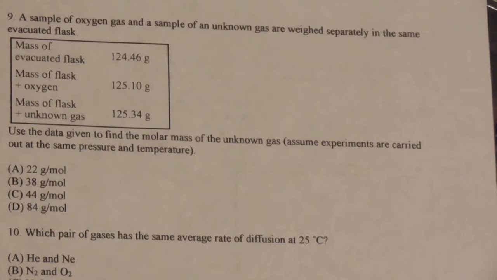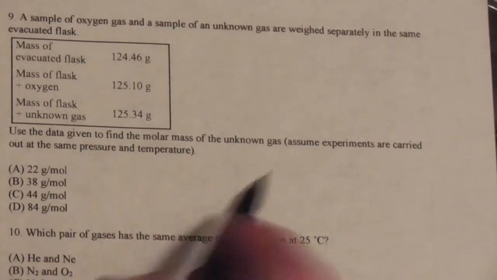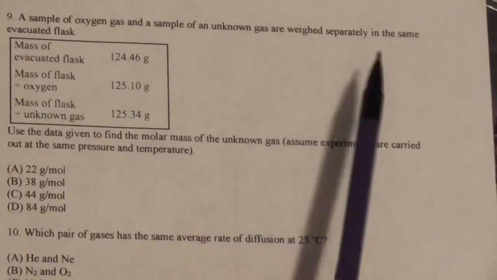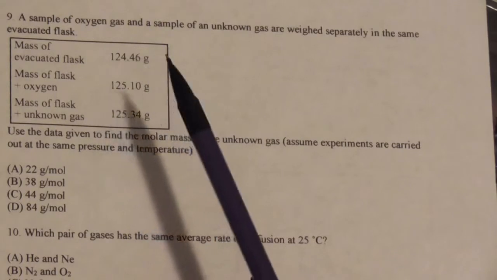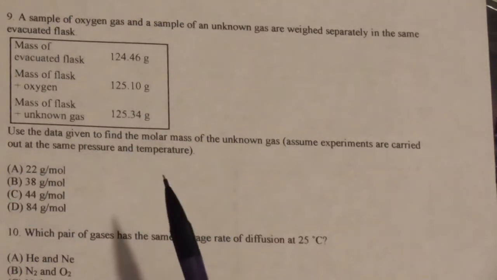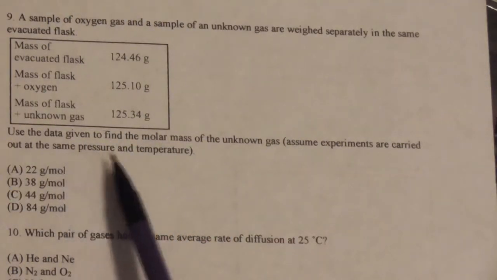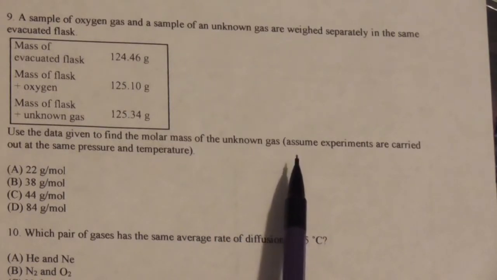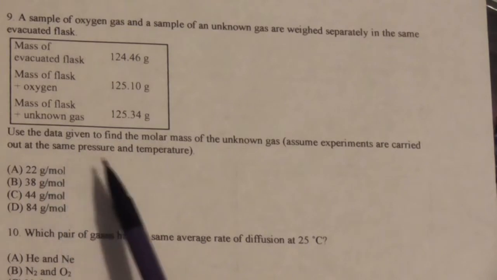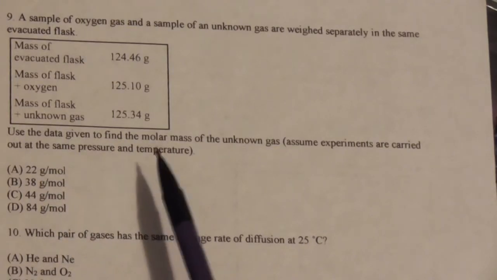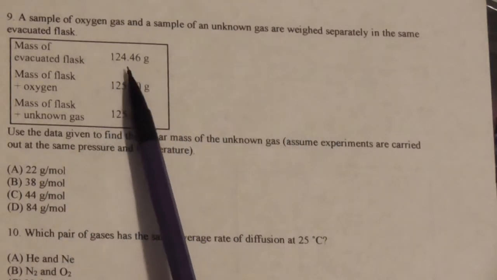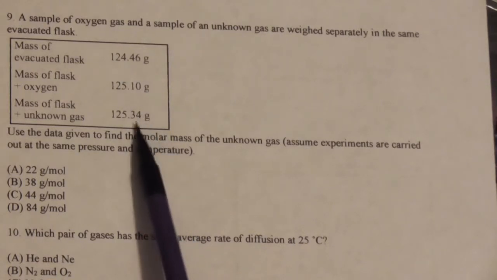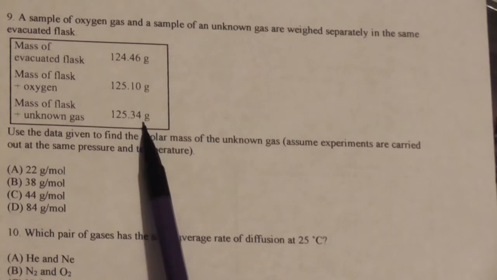A sample of oxygen gas and a sample of an unknown gas are weighed separately in the same evacuated flask, which means a flask where all of the air has been removed. Use the data given to find the molar mass of the unknown gas. Assume the experiments are carried out at the same pressure and temperature. So what do I have? I have the mass of the evacuated flask, mass of the oxygen, mass of the flask plus the unknown gas.